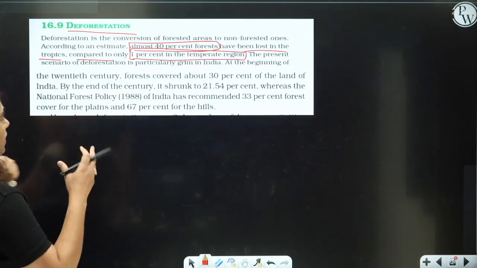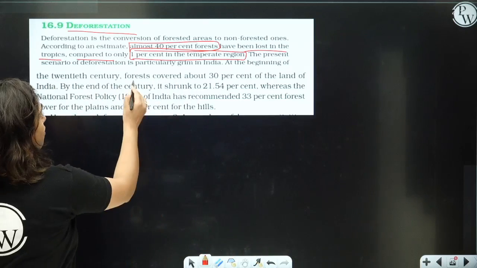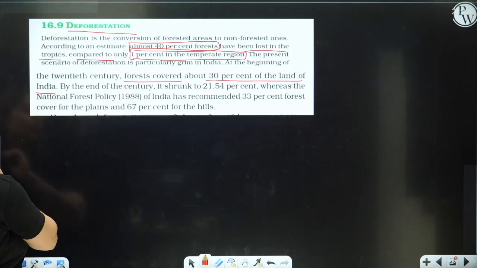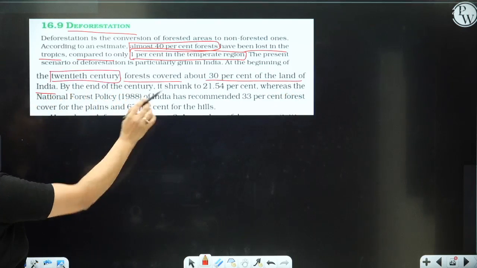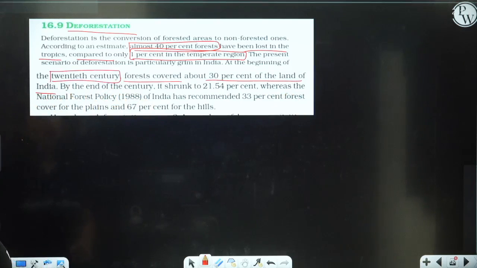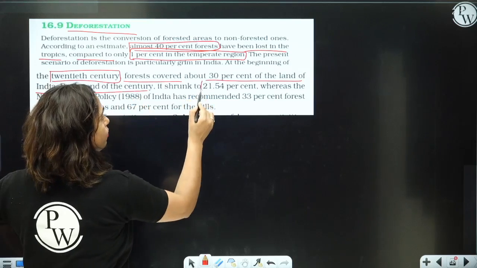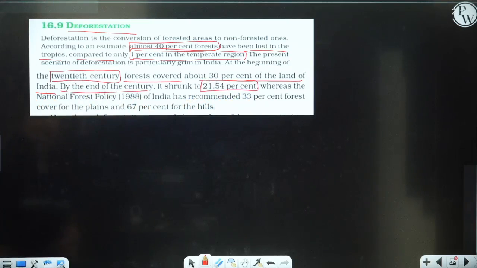Okay, now let's talk about India. In India, forest covered about 30% of the land in the 20th century. So in the 20th century, about 30% of the land of India was covered with forest. By the end of the 20th century, it shrunk to 21.54%.